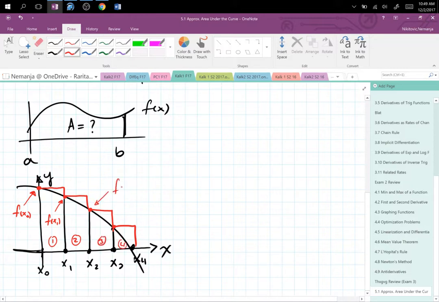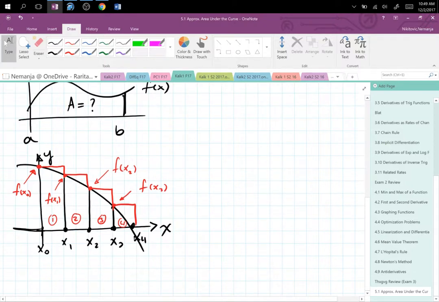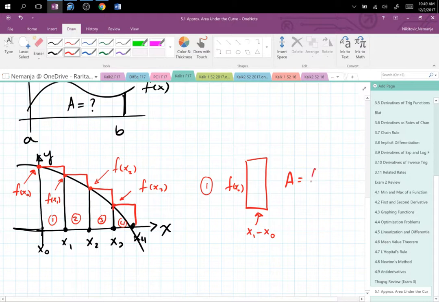This point here is f of x2. This point here is f of x3. So now, if I take the first rectangle, I see that the length over here is clearly x1 minus x0, and the height is given by f of x0. So the area is f of x0 times x1 minus x0.